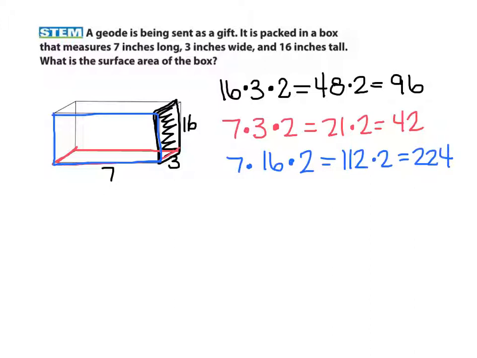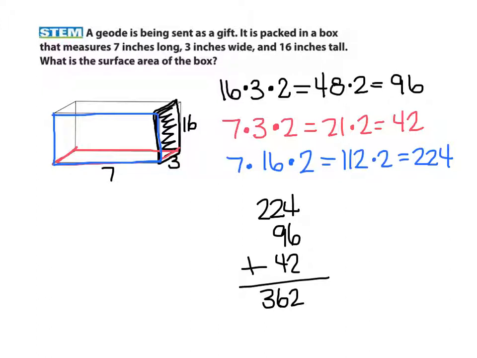Our last step is to go and add them all together. So if I take 224 and add 96 and 42, I get 362 square inches.